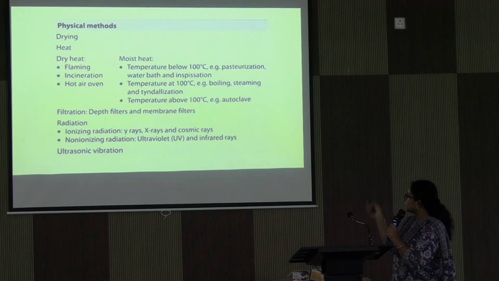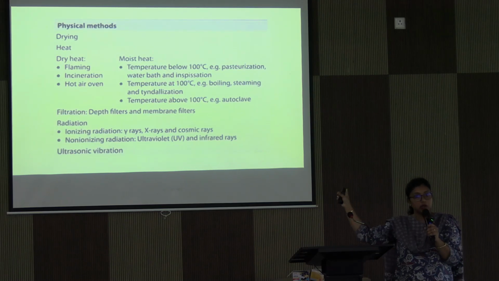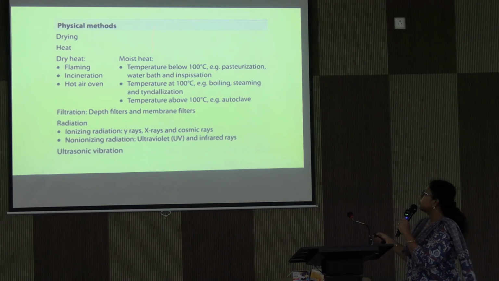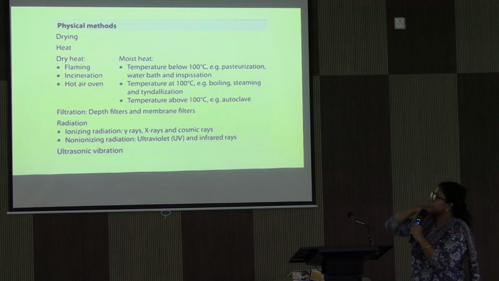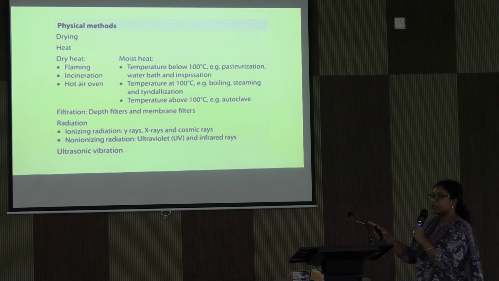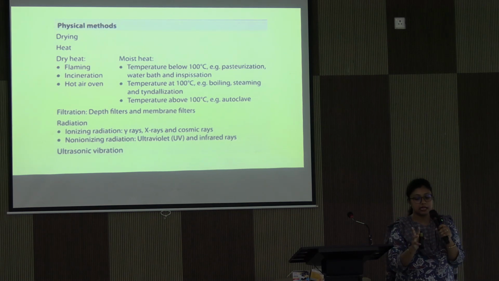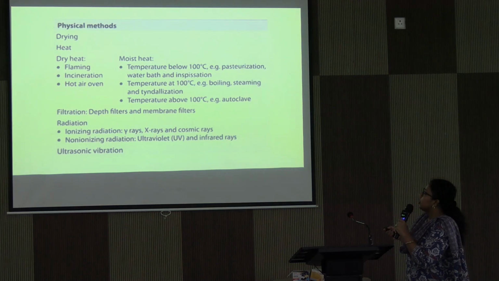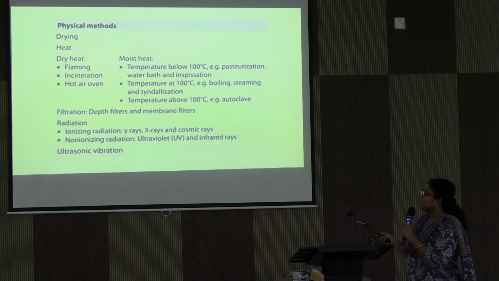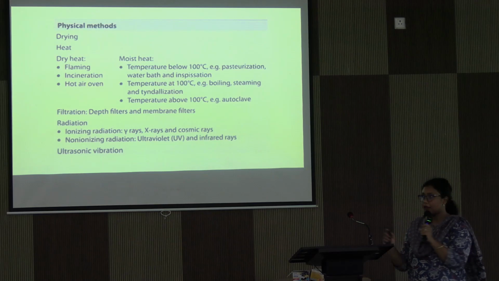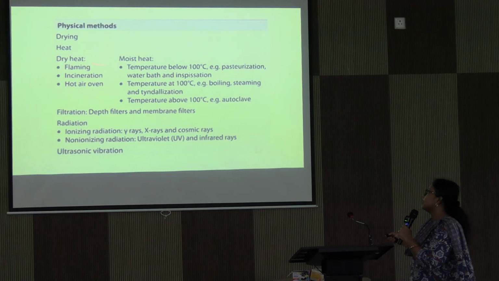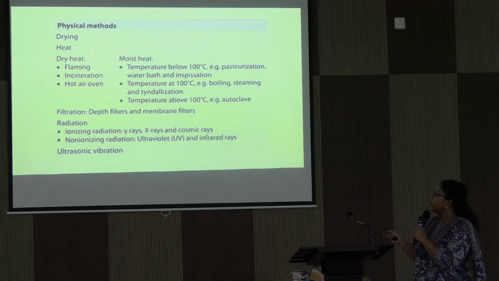Next, the table. So you understand two definitions, how many log colony forming units are getting reduced, and then this table. This table is about physical methods and chemical methods, the two types of sterilization and disinfection. Physical methods, drying and heat, are not regularly used in healthcare settings. We are using dry heat and moist heat. Very important: dry heat is flaming, incineration, and hot air oven.